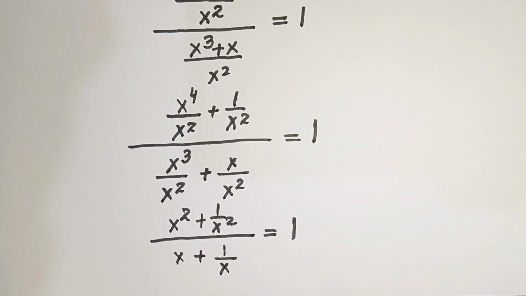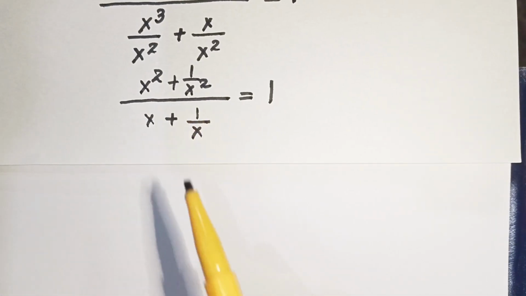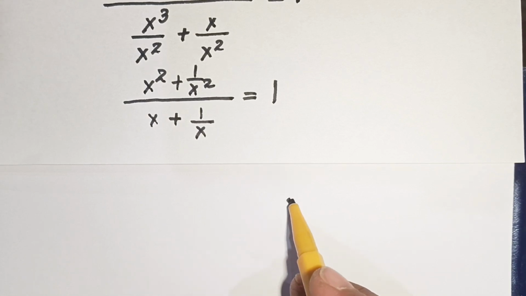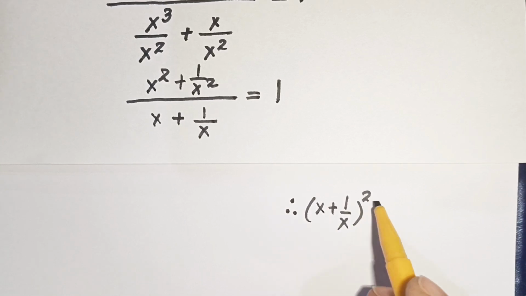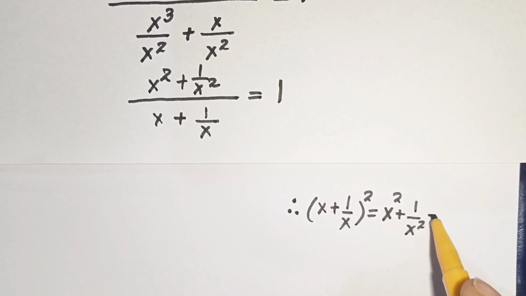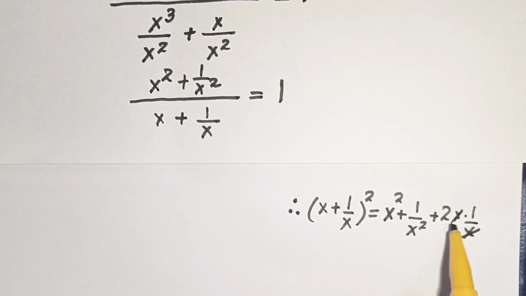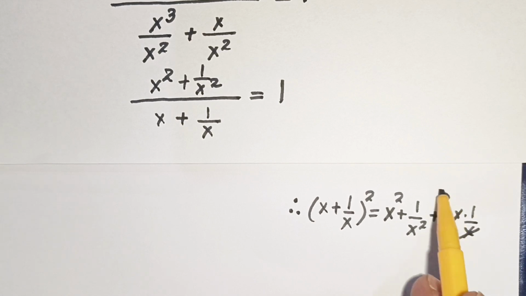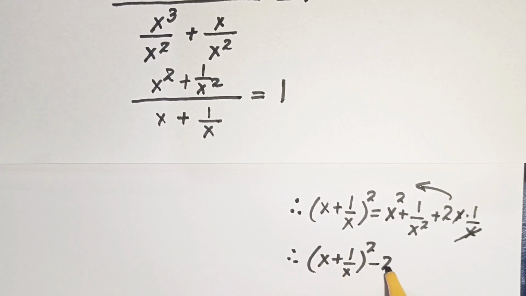which is equal to 1. Now our next step is, here x squared plus 1 over x squared, we are going to write this as follows. As we know, if we have x plus 1 over x whole squared, then it will be equal to x squared plus 1 over x squared plus 2 times x times 1 over x. Now cancelling x with x, we get only plus 2. So shifting this plus 2 to the left hand side, we have x plus 1 over x whole squared minus 2, which is equal to x squared plus 1 over x squared.